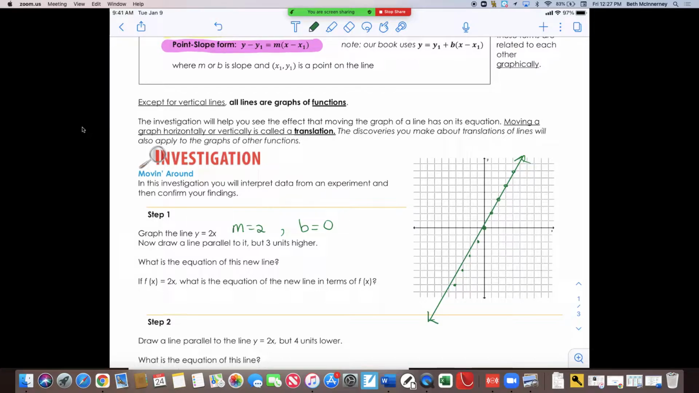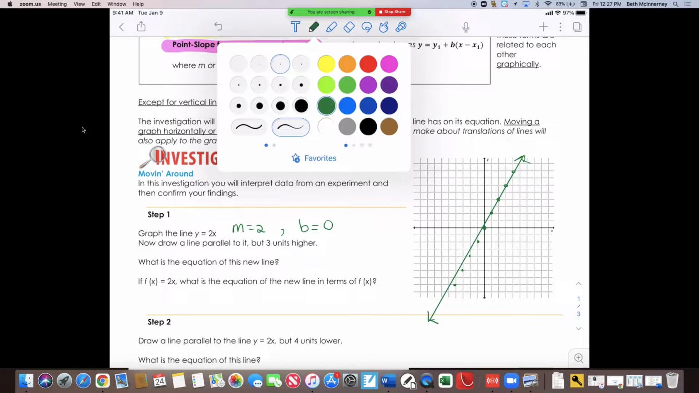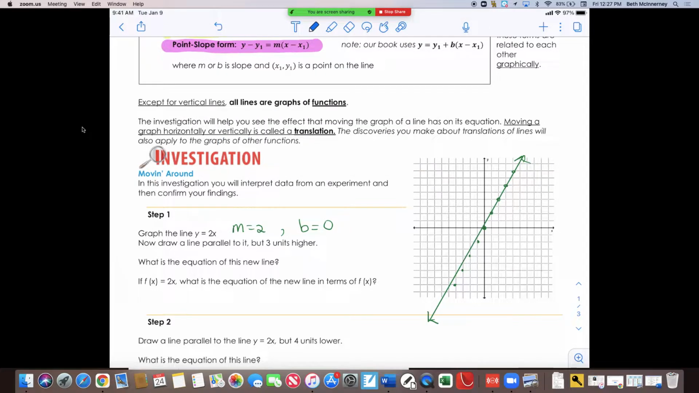Okay, now it says we want to draw a line that's parallel to this, but 3 units higher. How would we do that? Yeah, Davey? Yeah, exactly. We're going to go up 3, but then it has the same slope, right? Up 2, right 1, up 2, right 1. What's the equation of this new line? Yeah, Angelo?